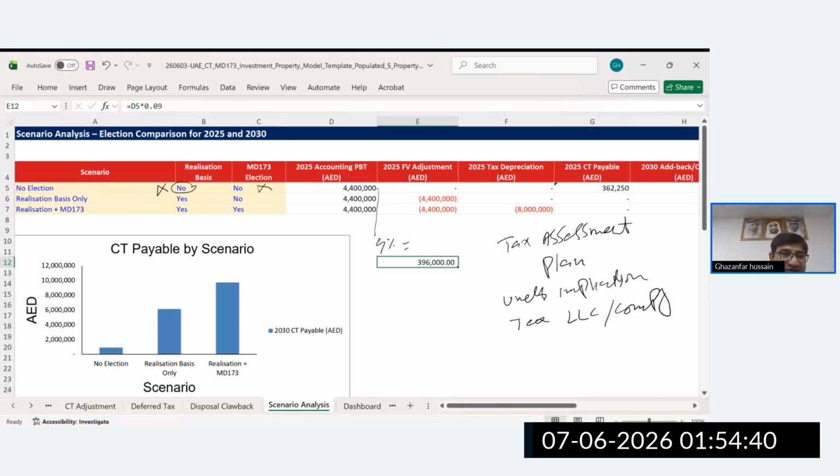Okay, the next point, we are saying, okay, we did the election, realization basis. The guy is good, he opts for the realization basis. Now, because he understands, he's familiar, but now during 2025, Ministerial Decision 173 came, and he's not familiar with this.